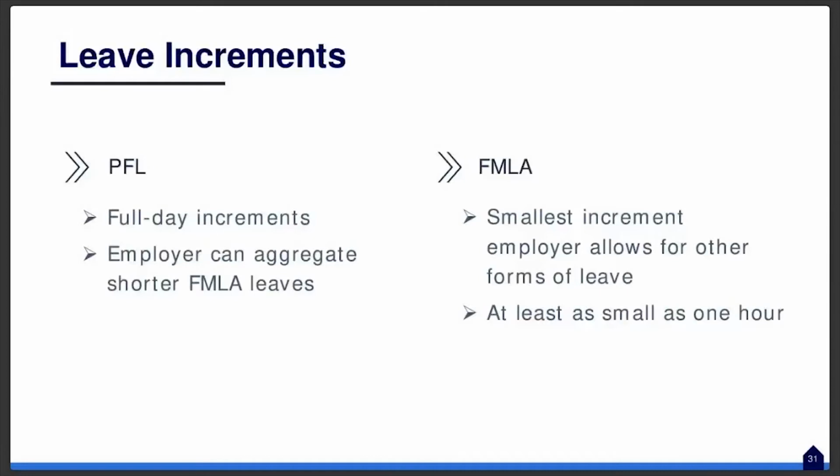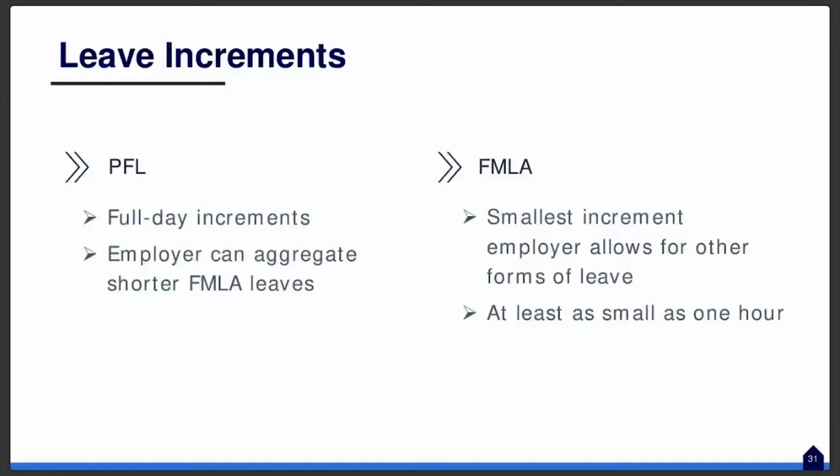Under the paid family leave law, it only provides for full day increments, where the FMLA allows, especially for example, intermittent leave to be taken in units as small as an hour or even smaller. Actually, the largest minimum size FMLA unit you can have is an hour, but if you allow other forms of leave in shorter increments, 15 or 30-minute leaves, for example, for PTO or whatnot, then you would have to allow that for the FMLA as well.